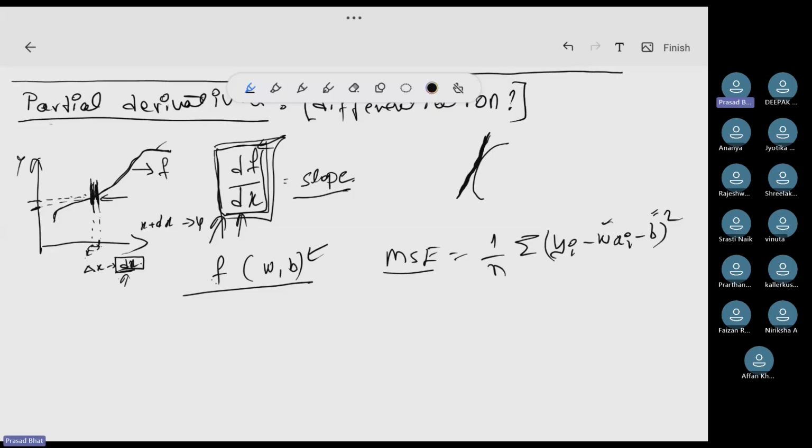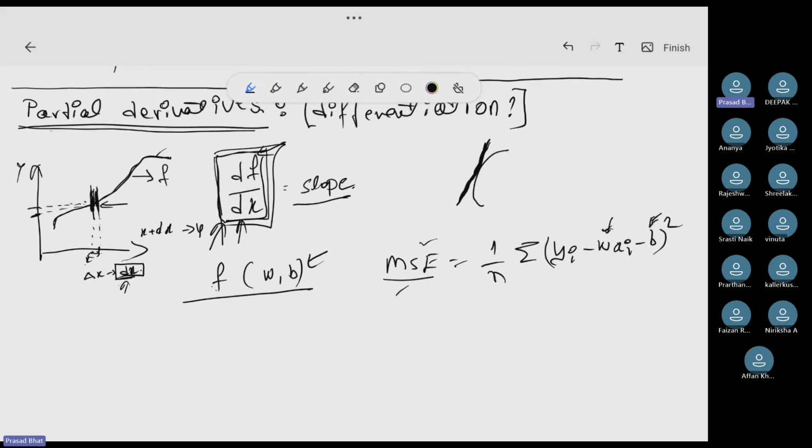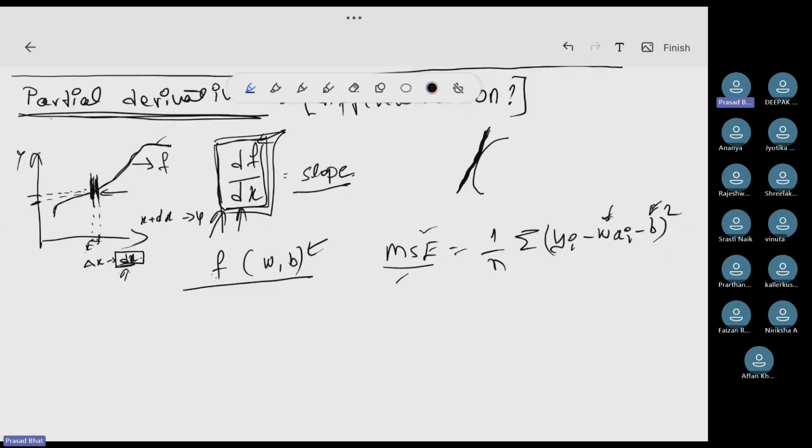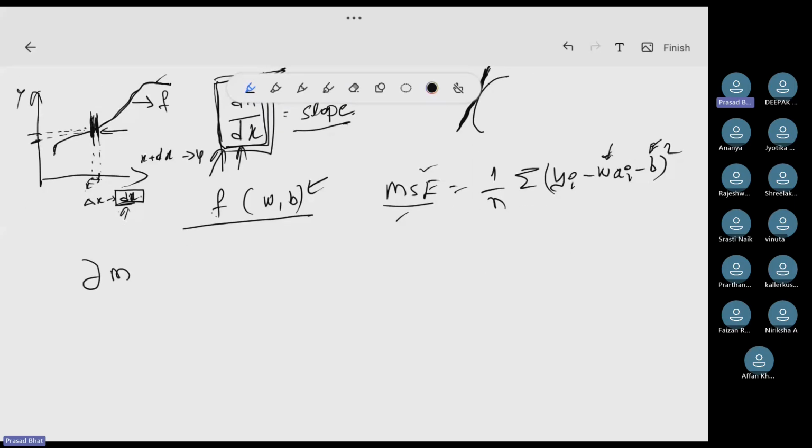Now what I do is I will find out how a small change in w is affecting my MSE. And then again, I will try to find out how a small change in b is going to affect my MSE. To do that, what we generally do is take something called partial derivatives. What does that mean? It is denoted like this: dou MSE divided by dou w, with respect to w, how my MSE is changing. When I use this symbol, it means it is a partial derivative.